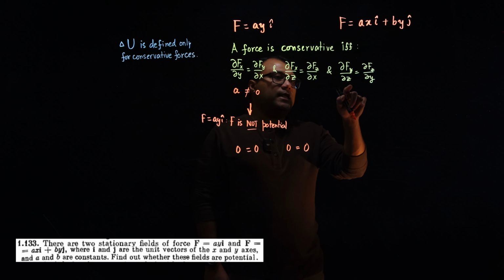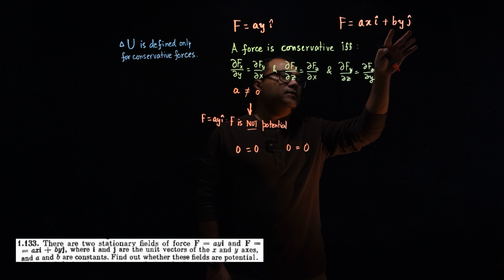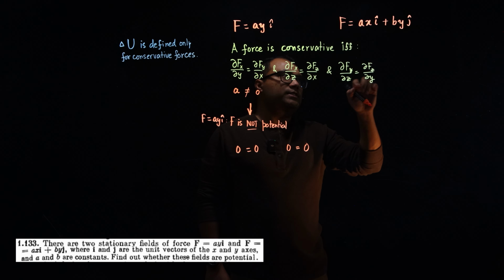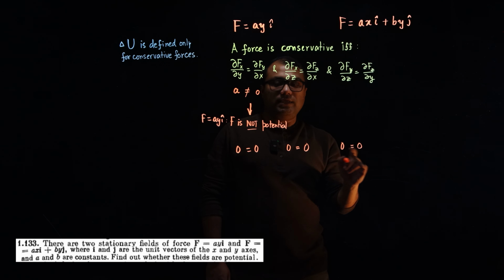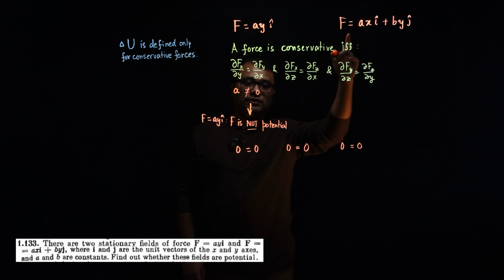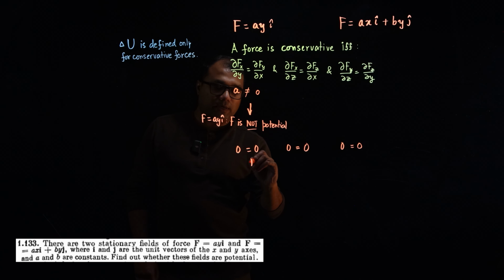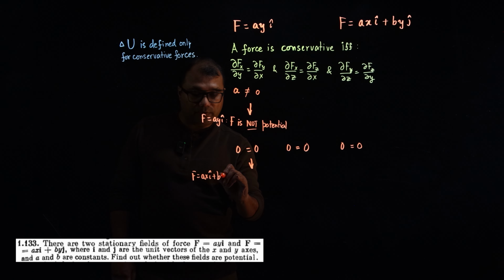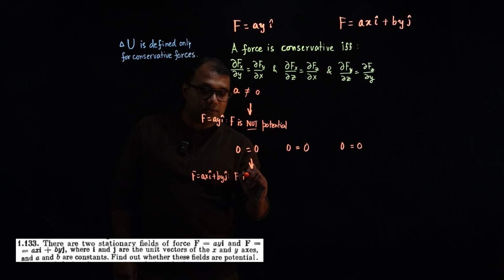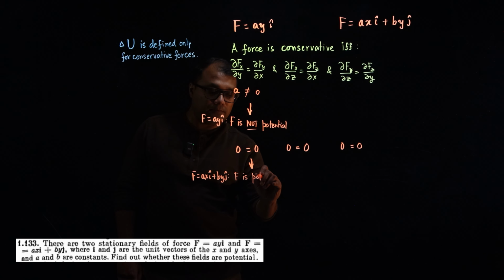Now let's look at this. Del fy by del z. Does the y force vary with z? No. 0. fz is 0. So all three conditions are satisfied. Therefore, this force, F equals Ax i cap plus By j cap, is potential.